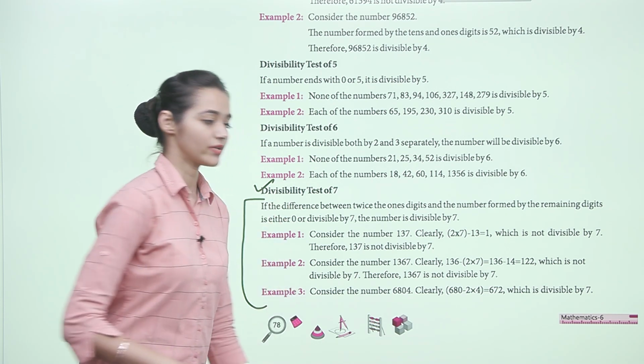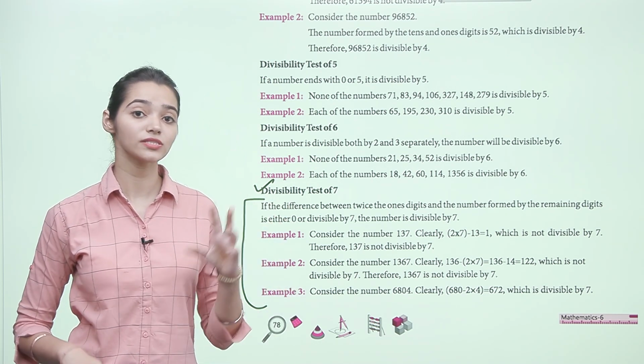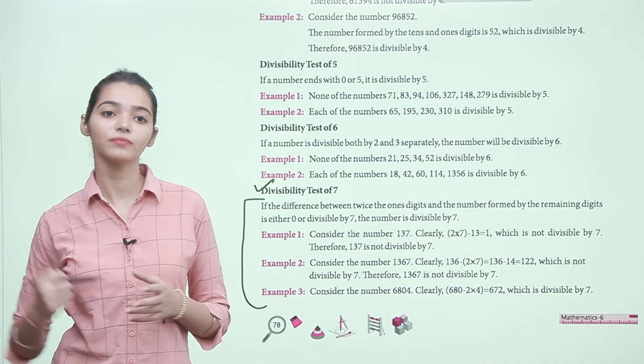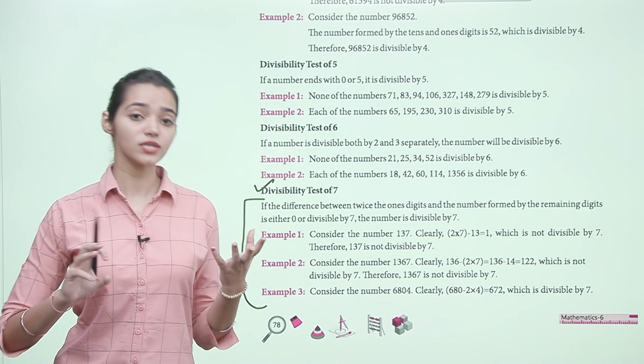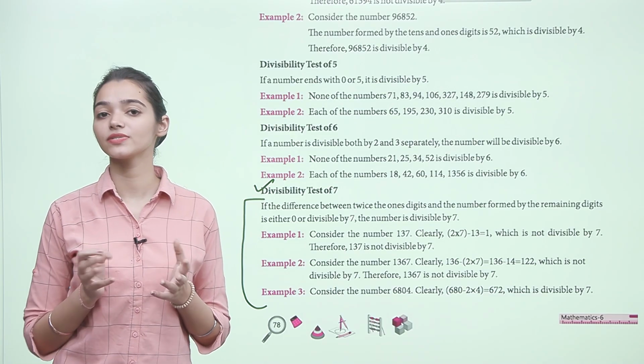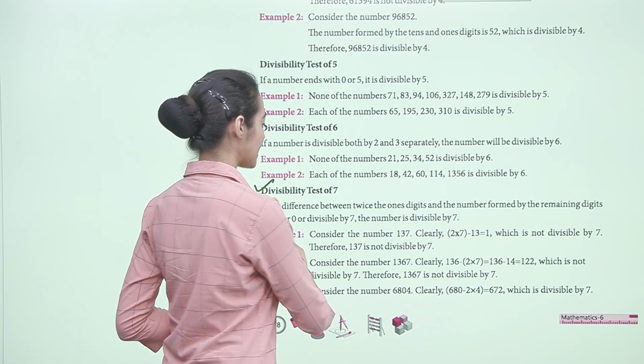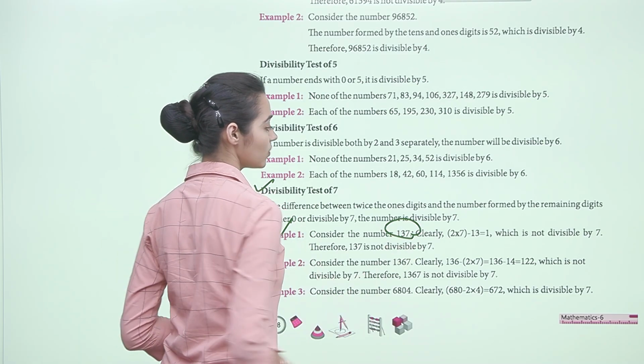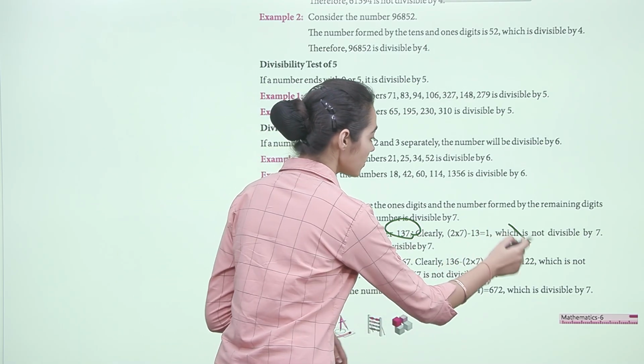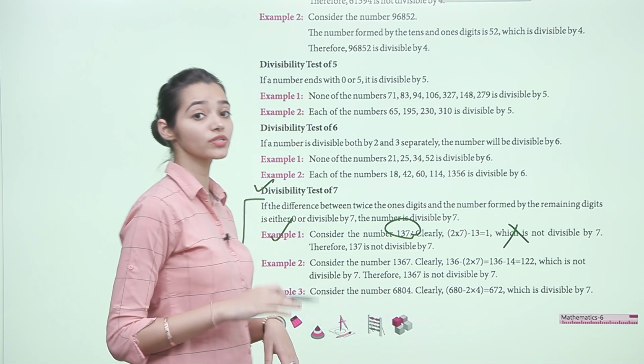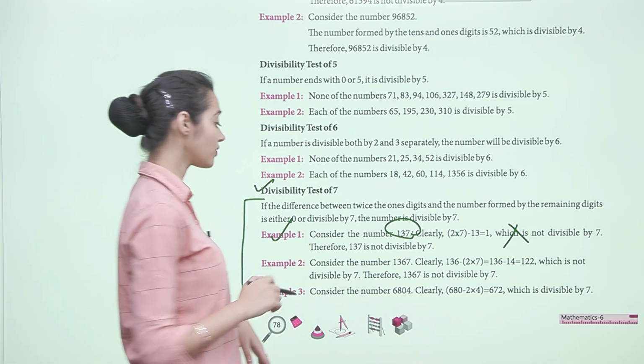Divisibility test by 7. If the difference between twice the ones digit and the number formed by the remaining digits is either 0 or divisible by 7, then the number is divisible by 7. Like in example number 1, we have considered this example 137. So it is not divisible by 7, so the number is also not divisible.